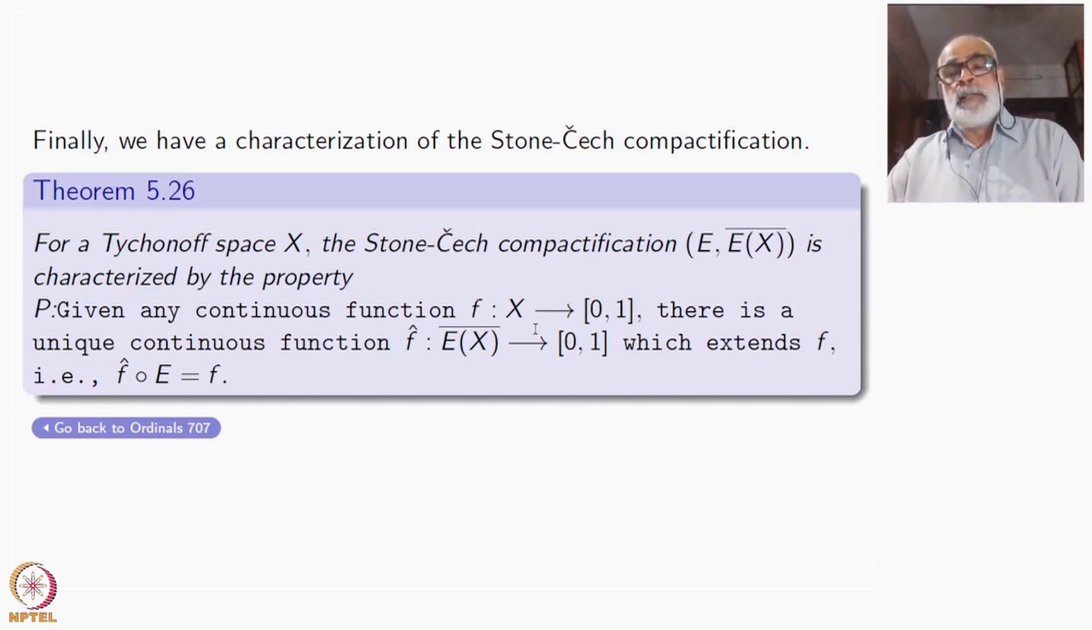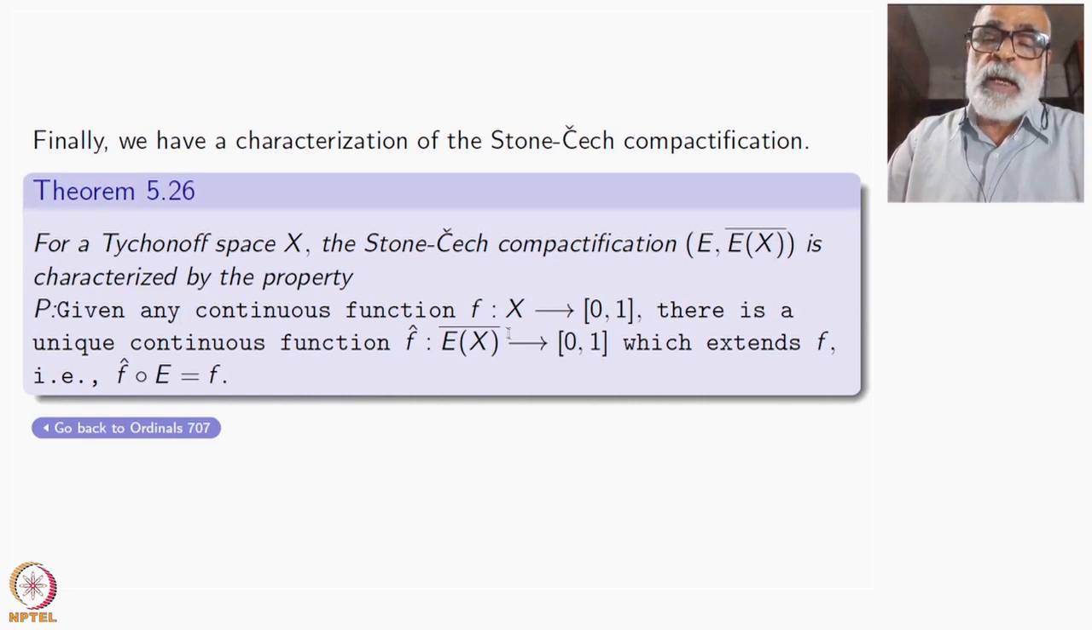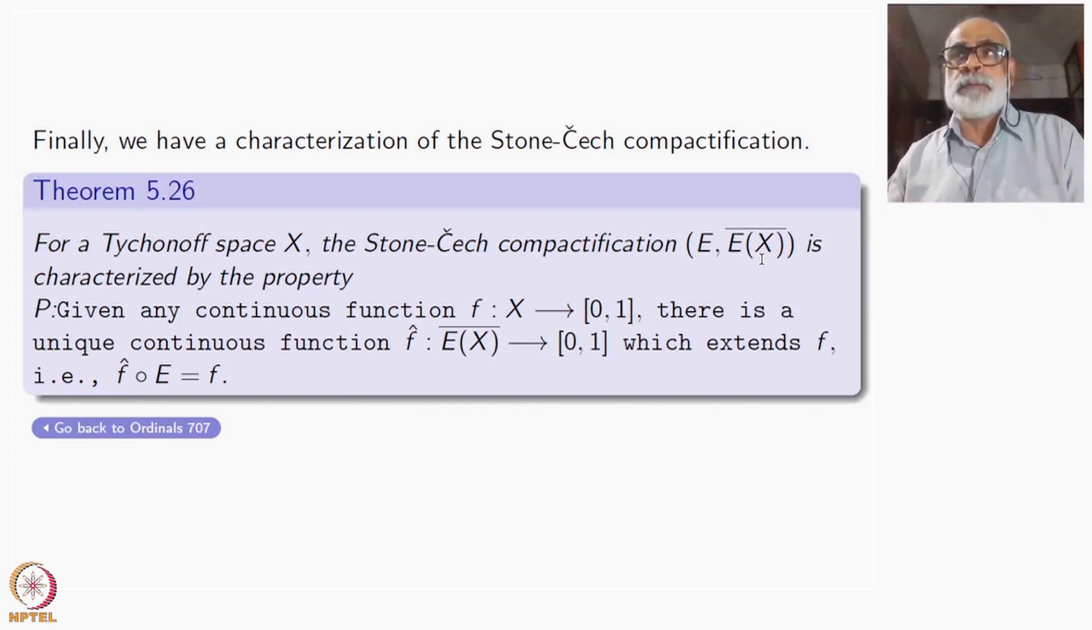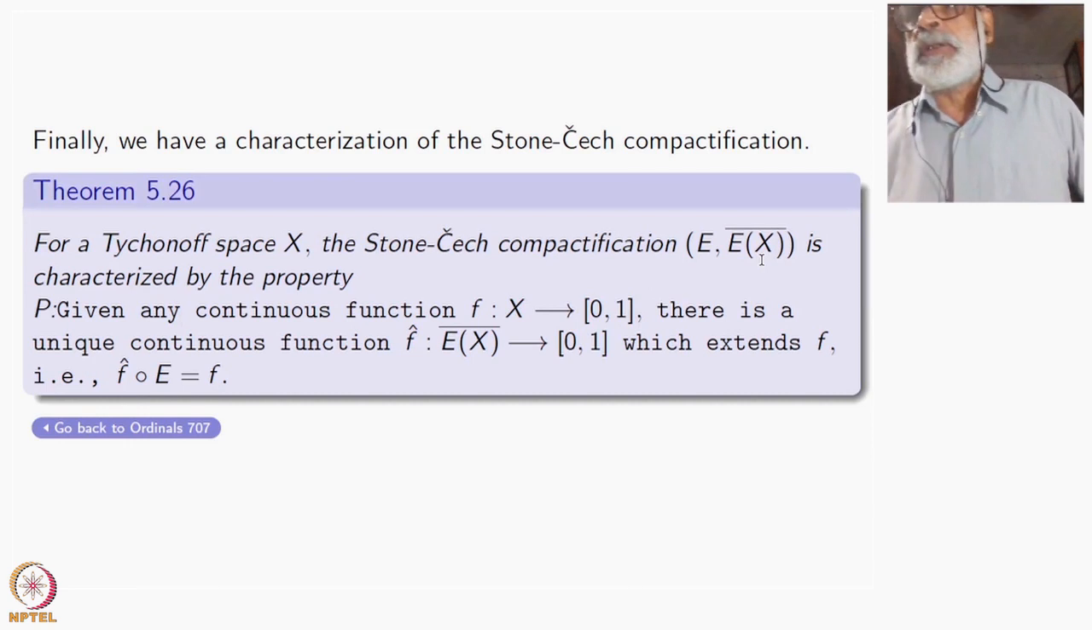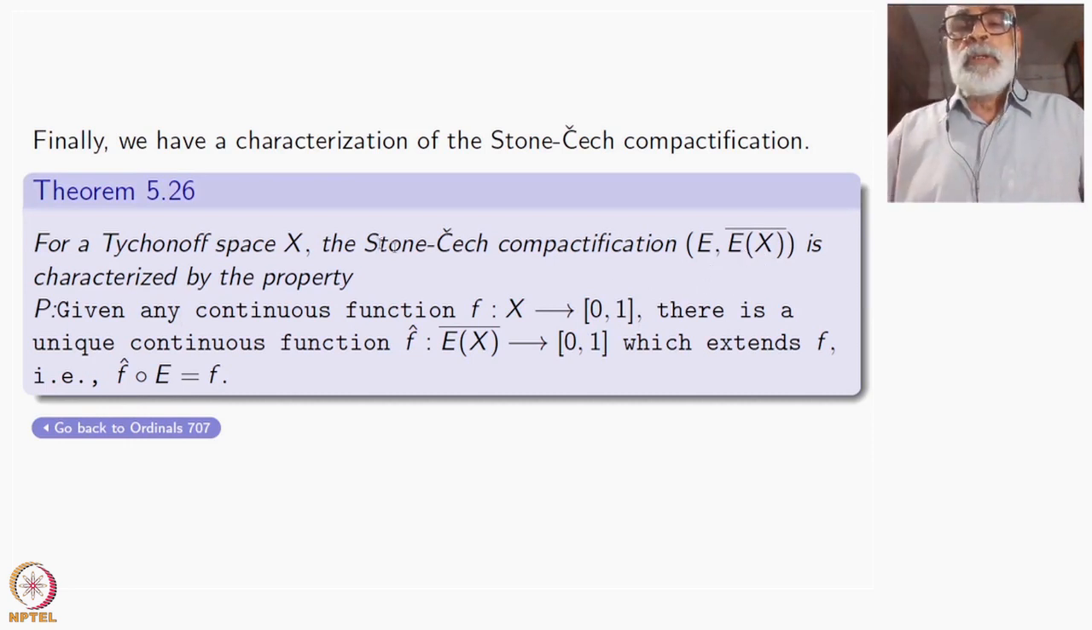The characterization has its own use. You don't have to every time use the property that X bar is sitting in a product space. Remember, this was taken as a subspace of a certain product space, right? You don't have to use that product structure or anything. You can just use this property. Take any compactification of a Tikhonov space which has this property. It has to be the Stone-Cech compactification. So that is the whole idea.